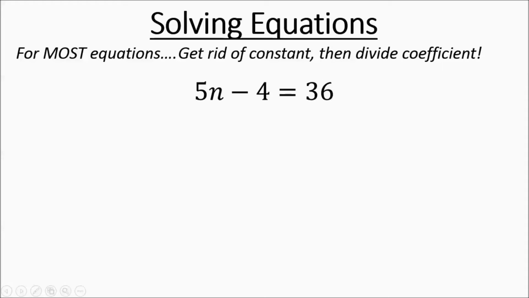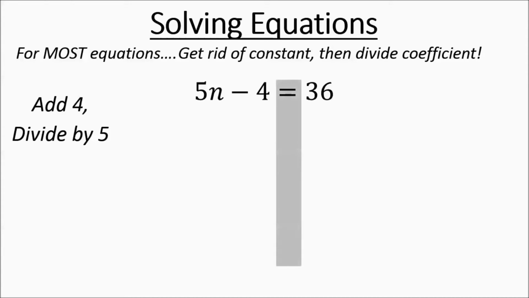So for this one, we have 5n minus 4 equaling 36. We're going to tune into the left side of the equation since that's where the variable is. And our plan of attack for this one is going to be to add 4 to both sides, then divide both sides by 5. We're going to get rid of the constant by adding 4 to both sides.